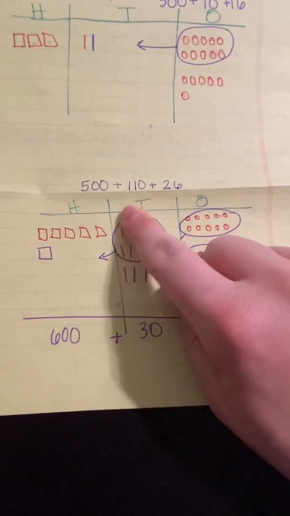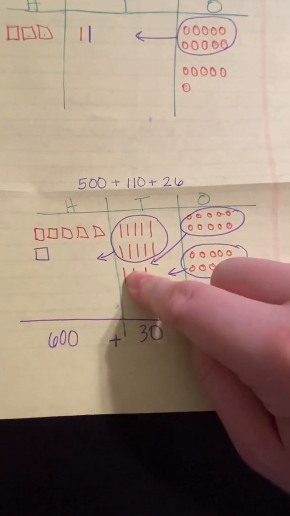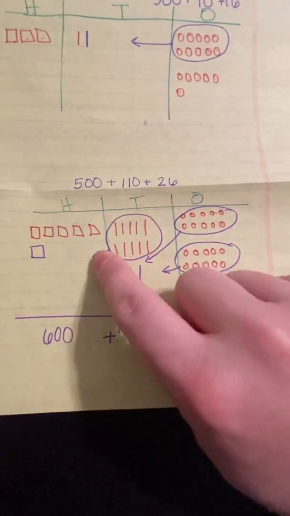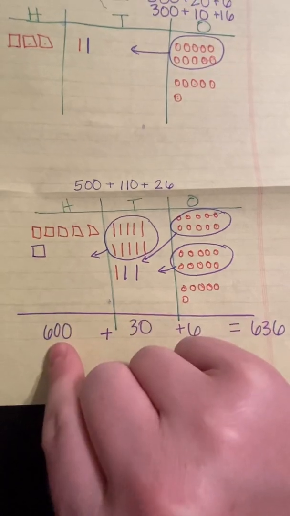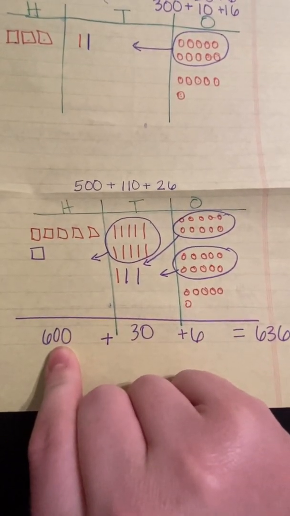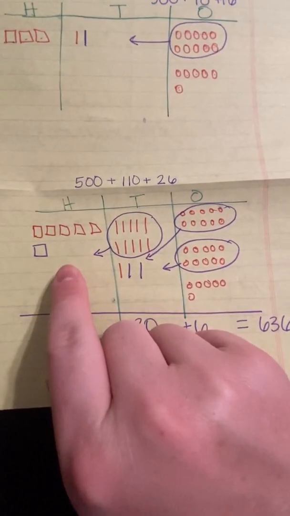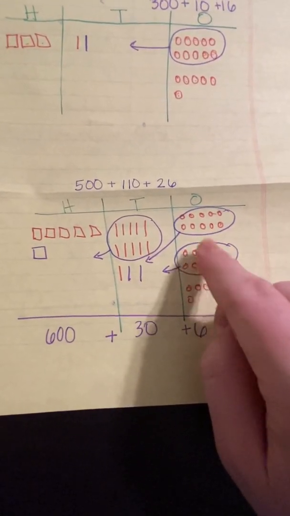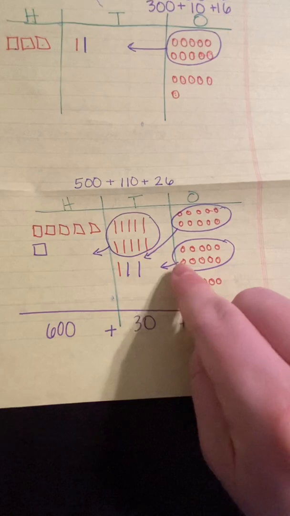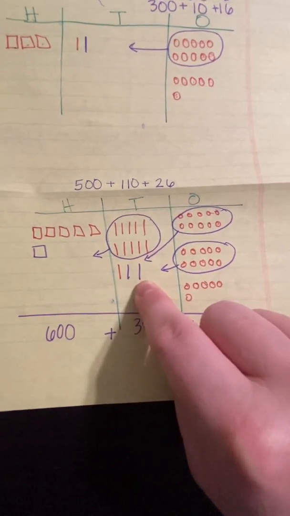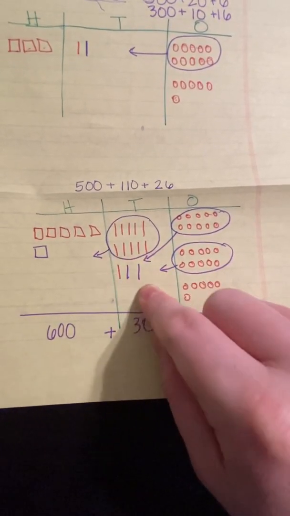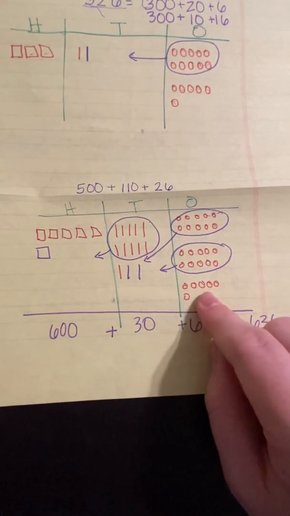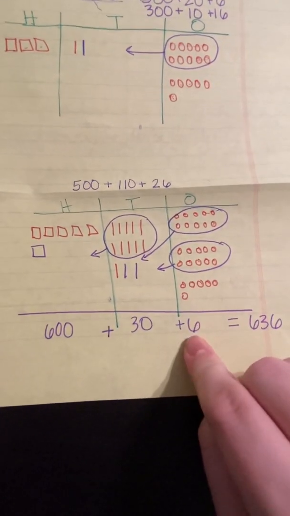I noticed that I had 11 tens, which is more than 10. So I circled 10 of those tens and regrouped that to become 100. So now I have a value of 600 with my hundreds. Then I noticed I had 2 groups of 10 in my ones. So each one of those became an additional 10, which gave me 3 tens altogether, which has a value of 30. And then 6 ones has a value of 6.